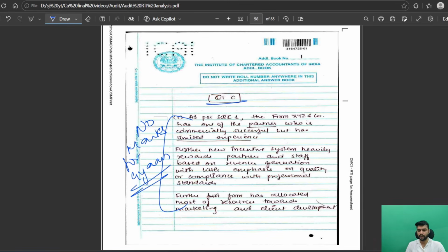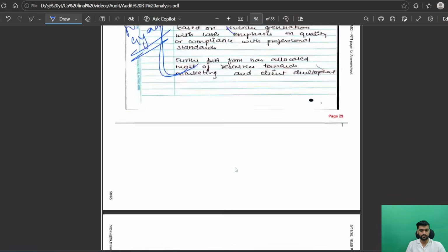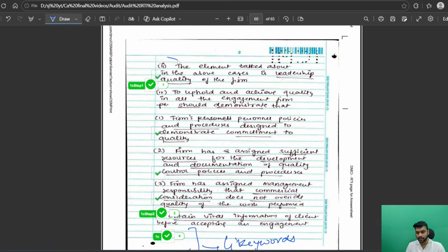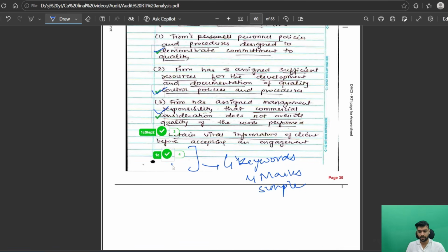Question number 1C. As per SQC 1, the firm... I have written 3 paragraphs on the entire page. There are no marks for this because there is no keyword in it, and no marks are allotted for this paragraph. So no marks for this, as simple as that. Even if you write 10 pages, if the answer does not match the keywords, you get nothing. See, 3 lines, leadership quality, 1 mark. 2 lines, this is correct, this is correct, this is correct, 4 marks. 4 keywords, 4 marks, 4 out of 4.